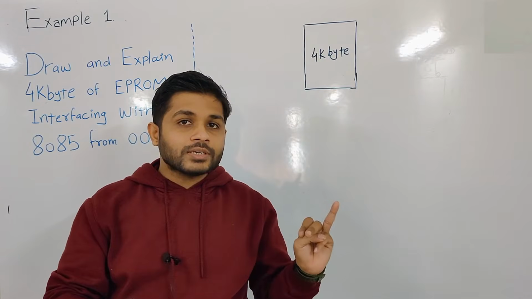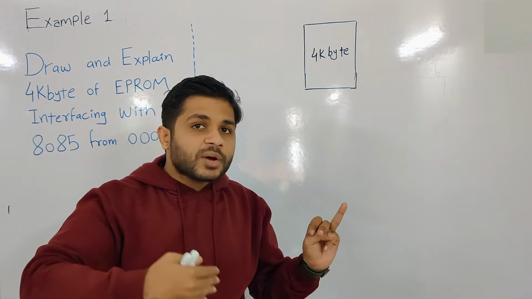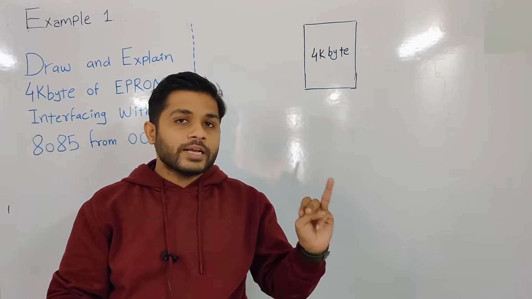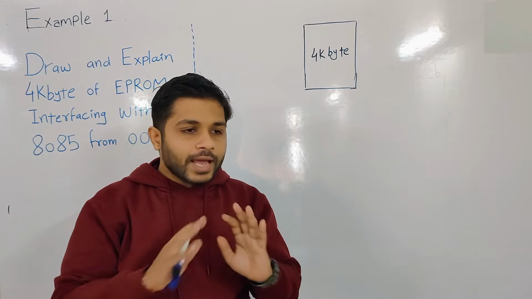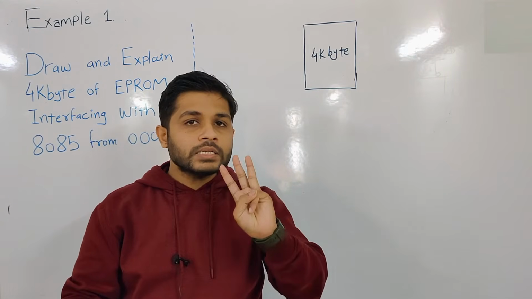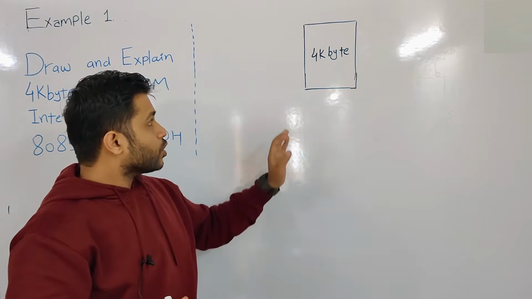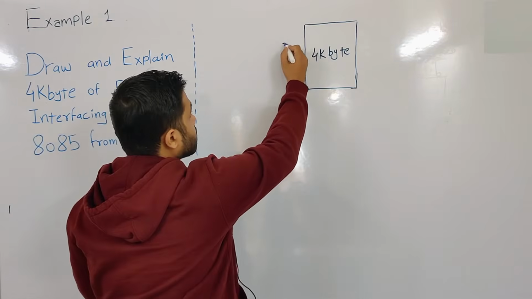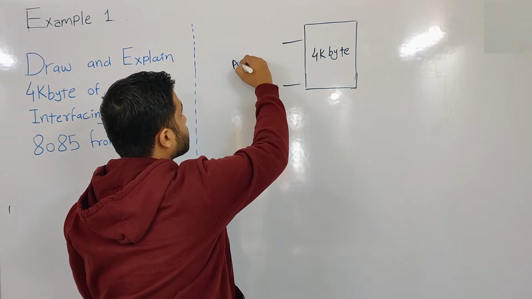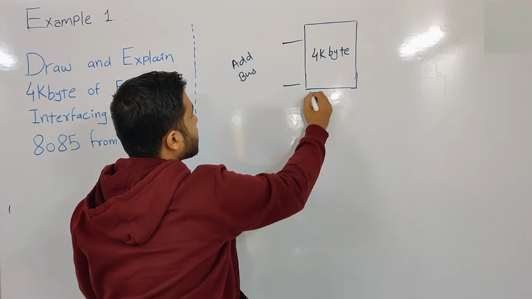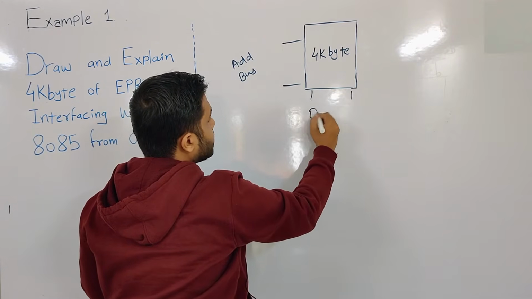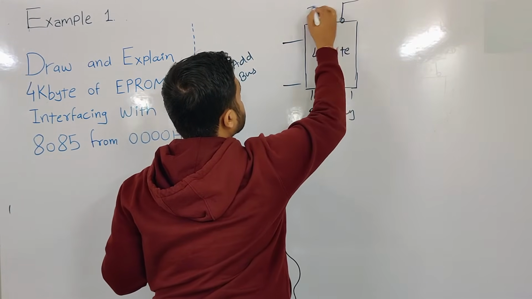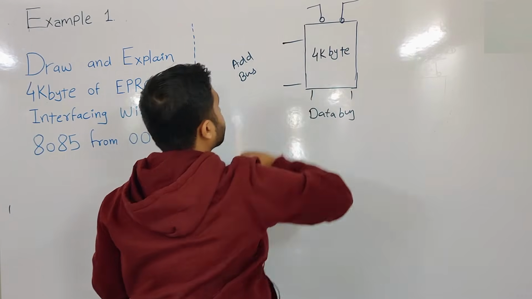The second connection is the data bus. The data bus which is coming out of the microprocessor will be connected to the memory, and the last one is the control signal as well as chip select signal. So for any memory there will be 3 main signals. This memory will be having 3 signals. The first signal is the address bus. The second signal is the data bus, and the last one is control signal as well as chip select.